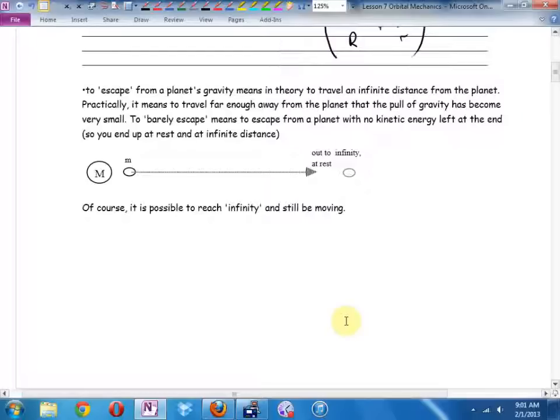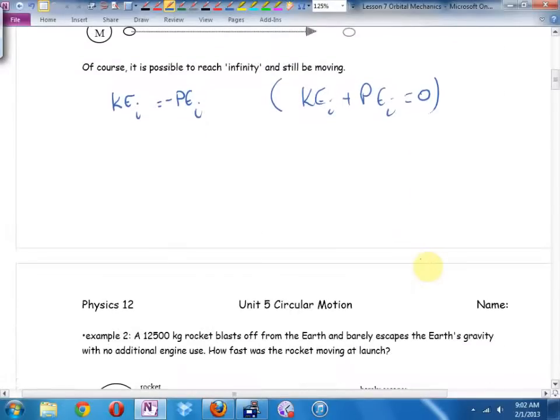The shortcut to escape velocity is to realize all of your initial kinetic has to become all of your initial potential. Except negative, because you want negatives to cancel. Right? This was really us saying kinetic energy initial plus potential energy initial equals 0. And then you can derive it yourself.